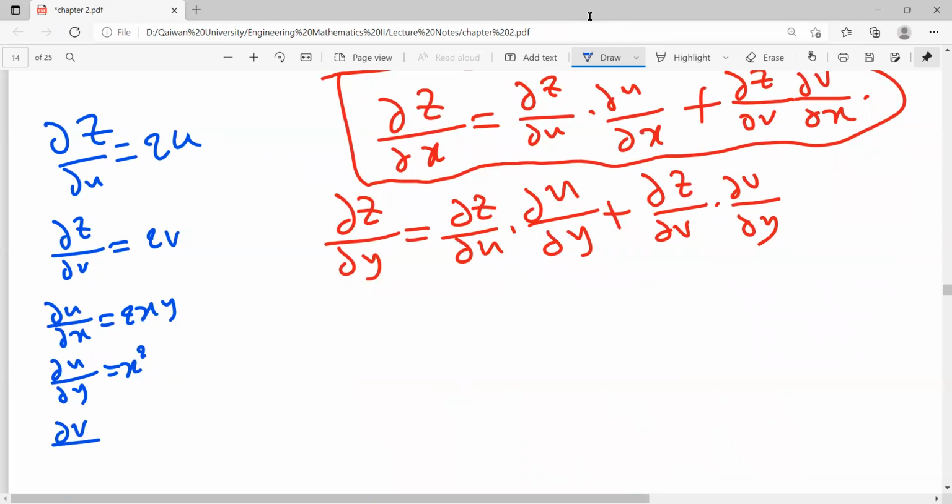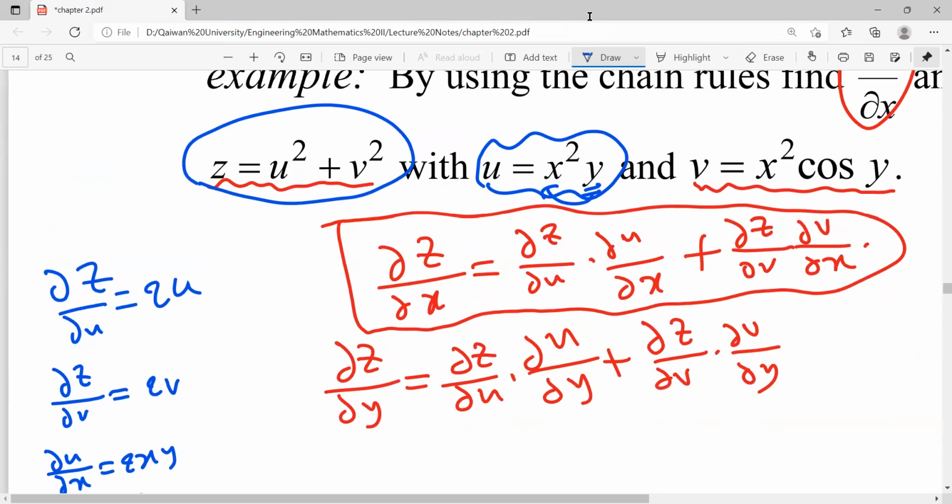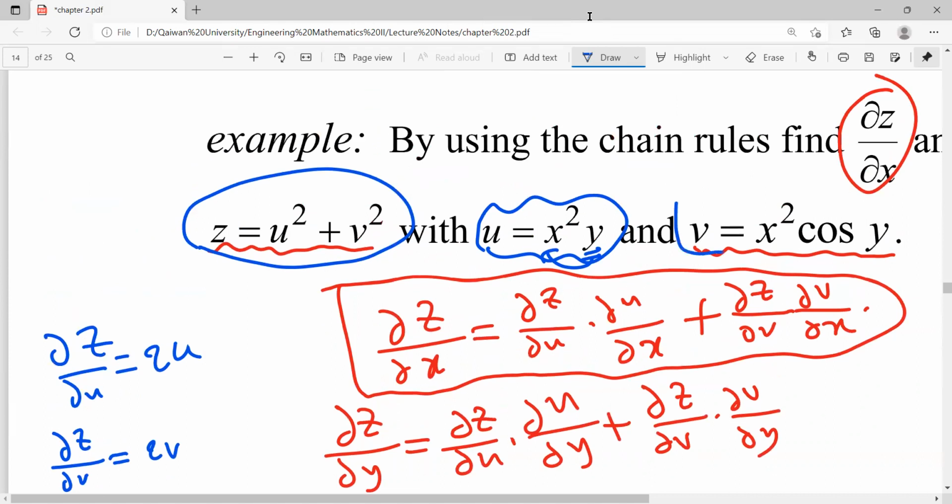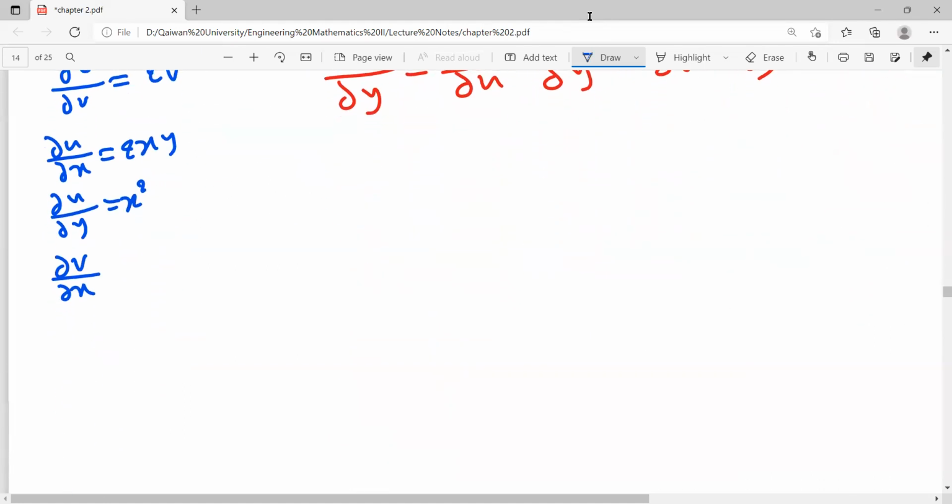Then partial v by partial x. What's partial v by partial x? This is v. This is the multiplication of x squared and cosine y. So cosine y here is constant and it's the coefficient of x squared. If we take the partial derivative of v with respect to x, we just take the derivative of the function, I mean, we just take the derivative of x squared as 2x cosine y. Yeah. It doesn't go away.